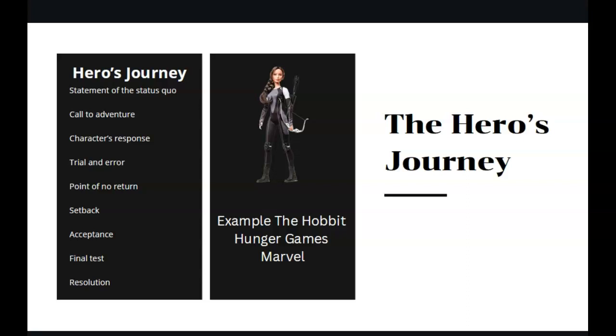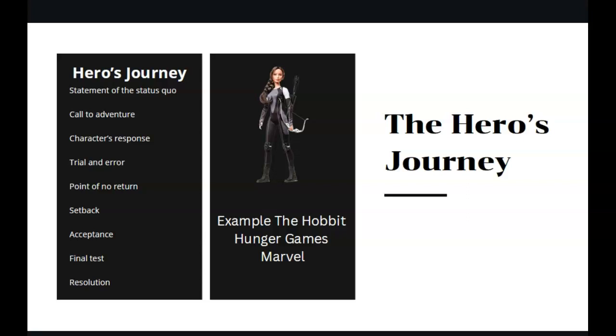The character, also your hero, will return typically back to their original place, and they'll bring something back. They'll bring something back to hopefully improve that original place. Some examples of how this lays out is a book like The Hobbit by Tolkien, The Hunger Games. There are 4 books in that series, and absolutely everything the Marvels ever created. It's all really closely aligned with the hero's journey.